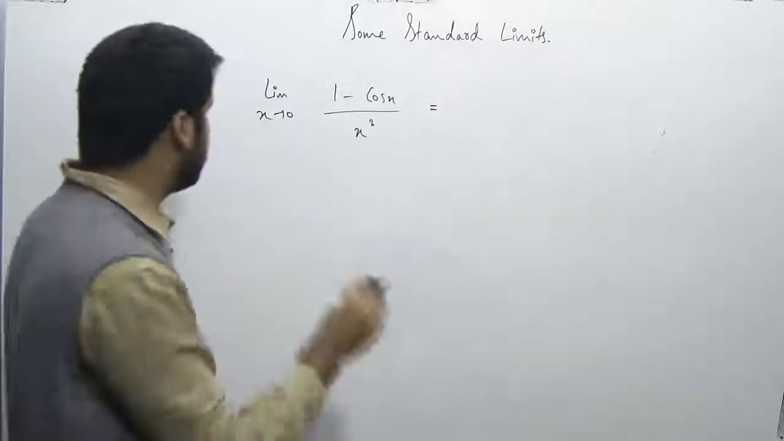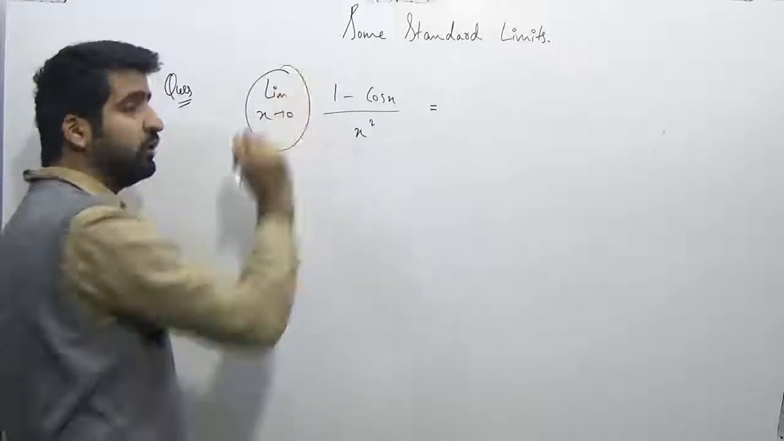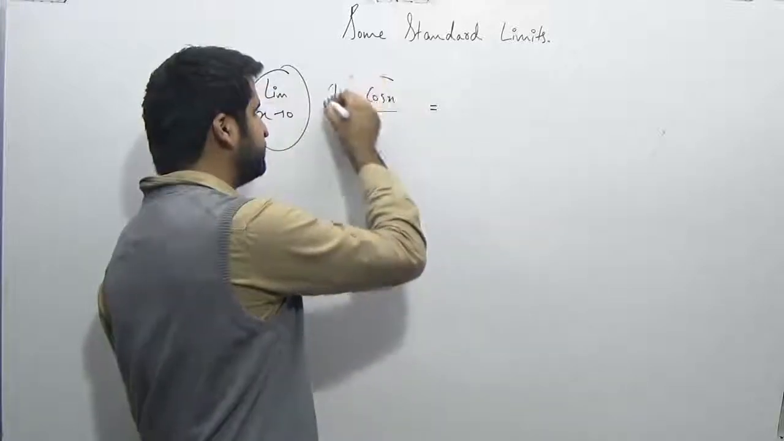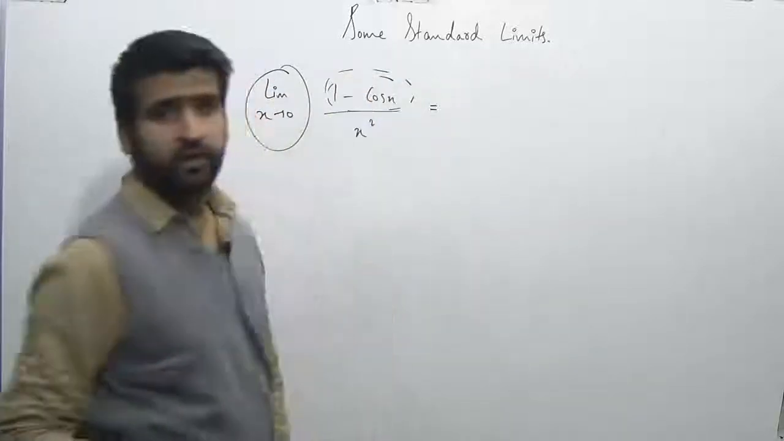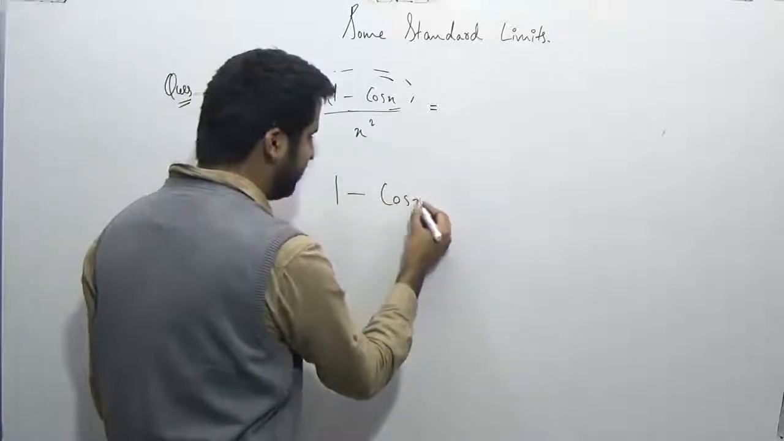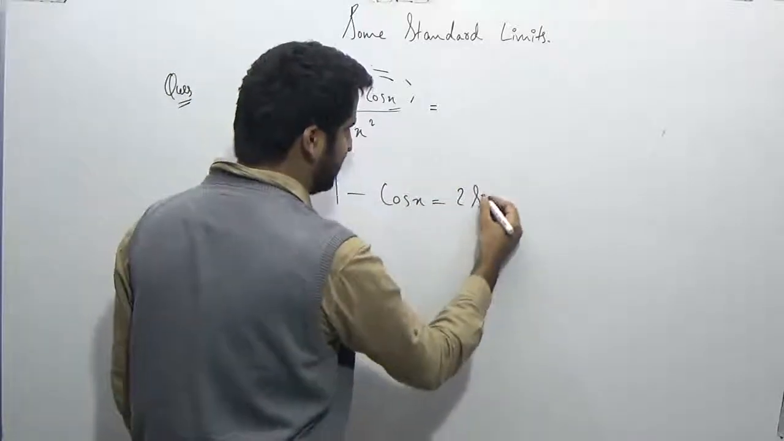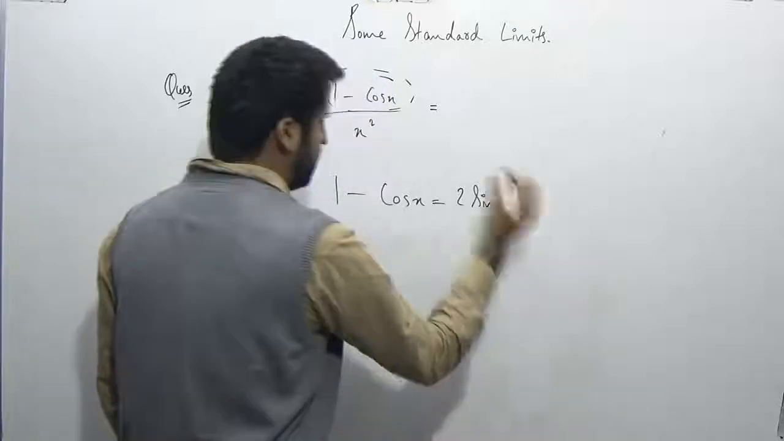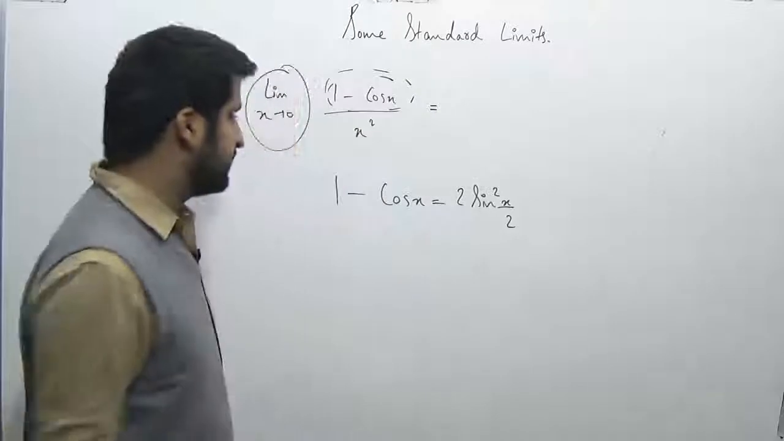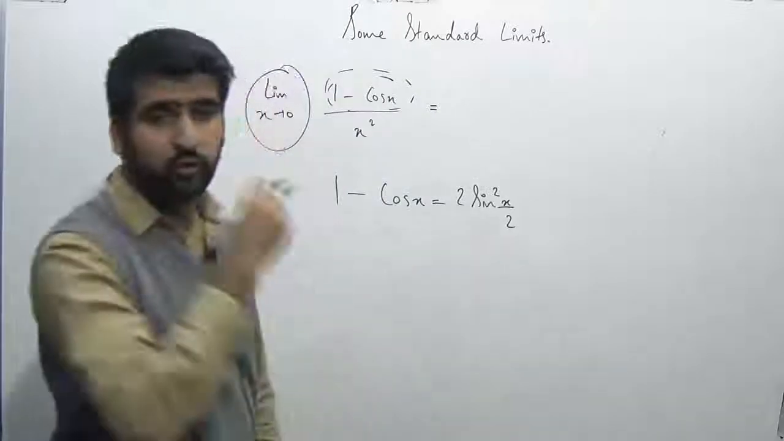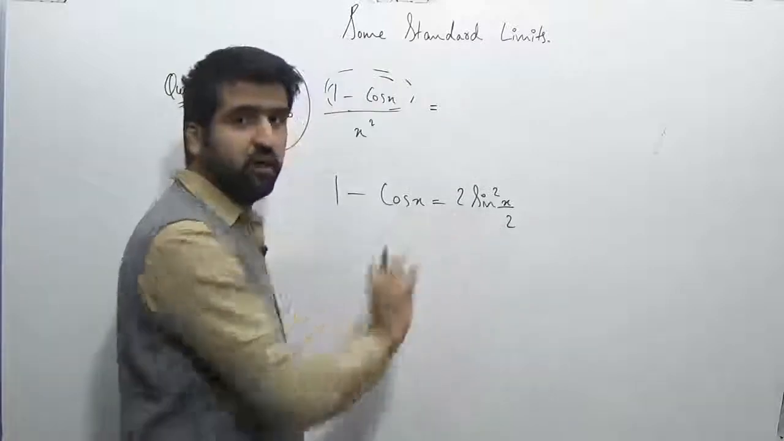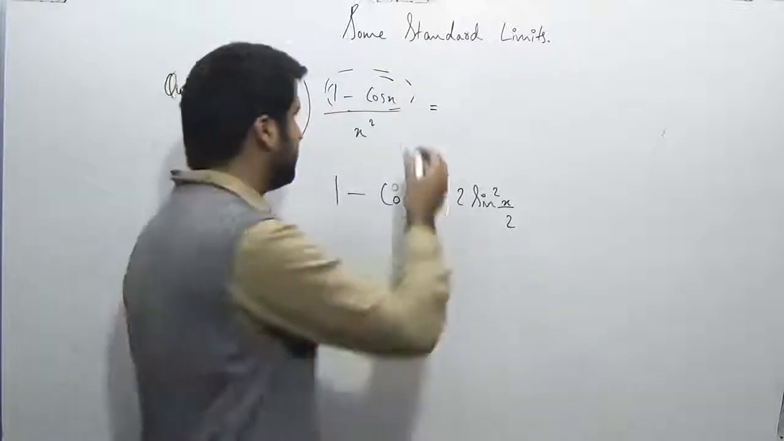So what we need to do is operate on the limit of this expression. How can we do that? A simple way is applying the trigonometric identities. See that 1 minus cos x, as we have already learned, is equal to 2 sin square x by 2. So 1 minus cos x can be written as 2 sin square x by 2. If somebody doesn't remember this, you have to go to the multiple and sub-multiple formulas of trigonometry. Then it will be clear.